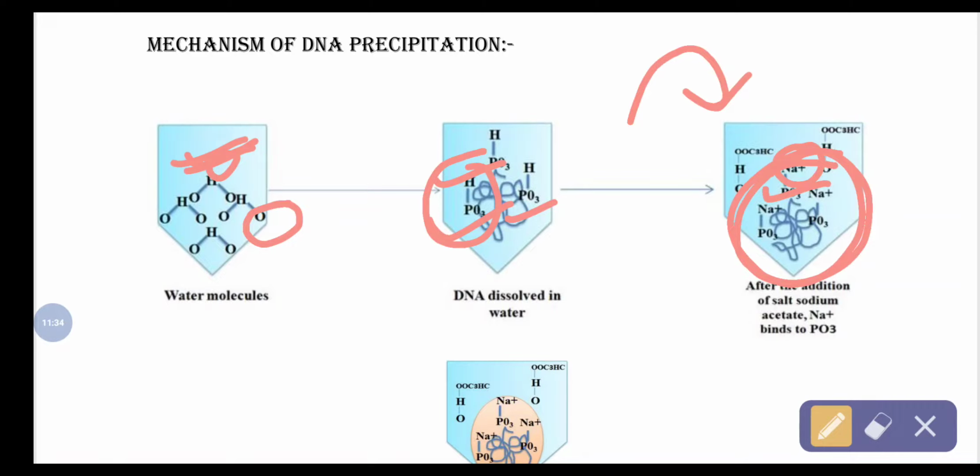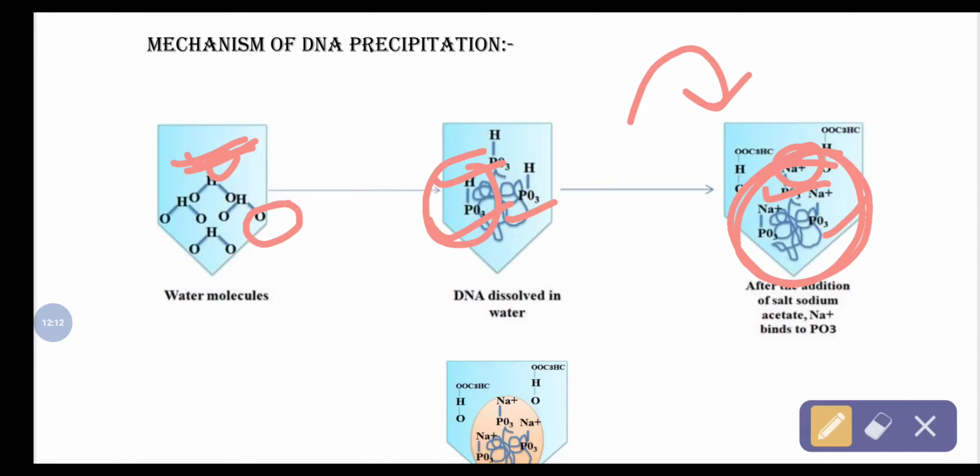So when the positive ion of the salt interacts with the negative ions of the DNA, the water, because of its high dielectric constant, will hinder this bond between the salt and the DNA, and it will try to break this bond. And once this bond breaks, the water molecules will again interact with the DNA, and the precipitation won't take place.